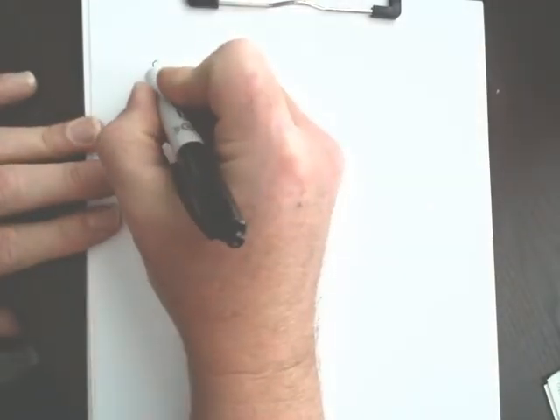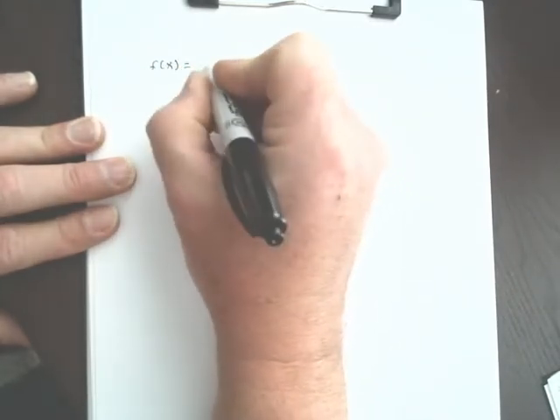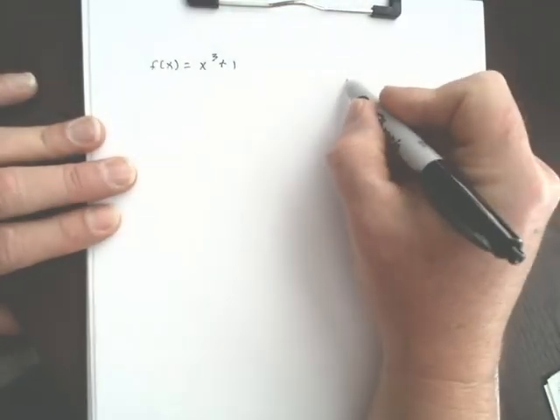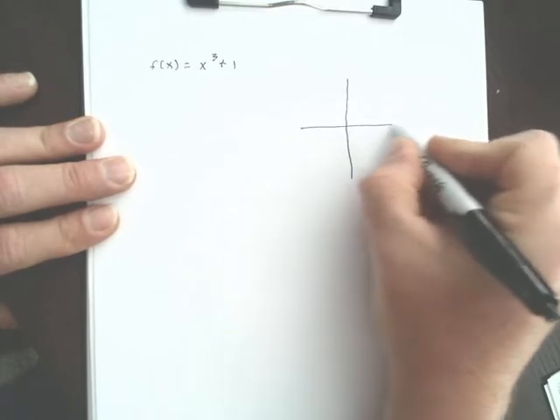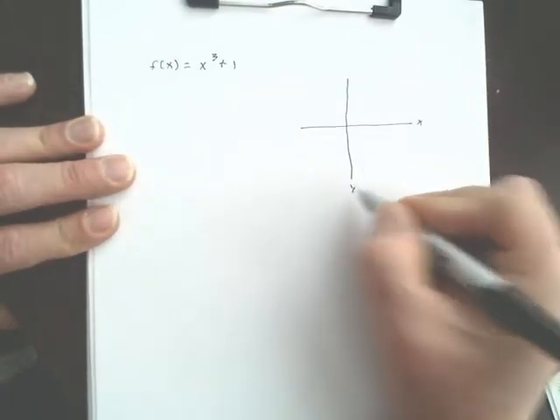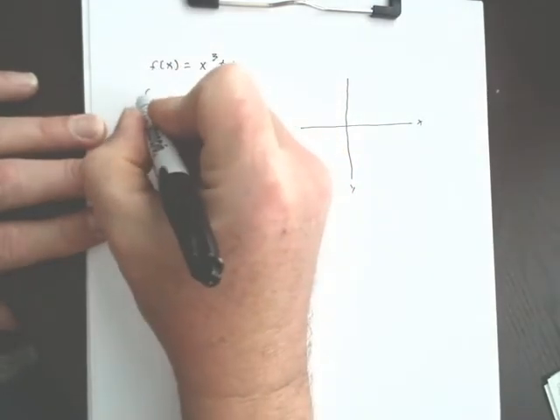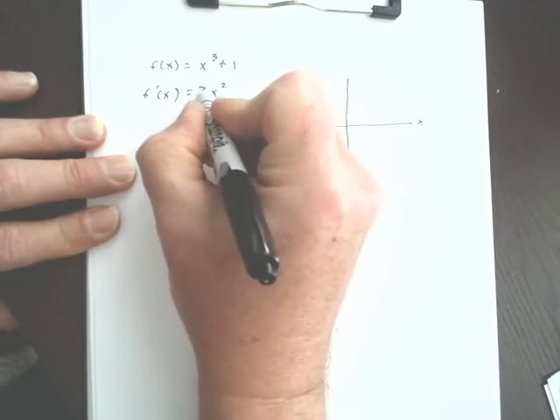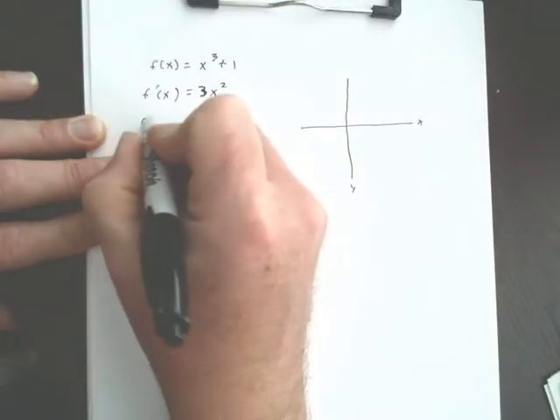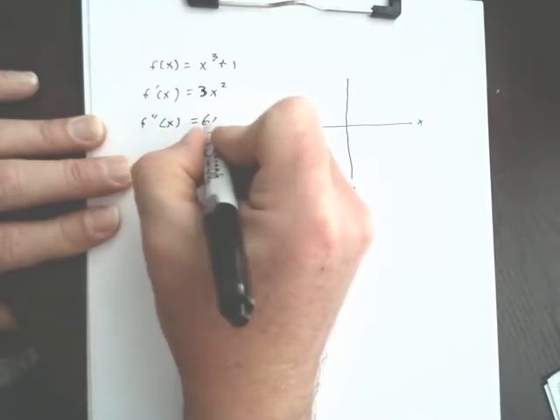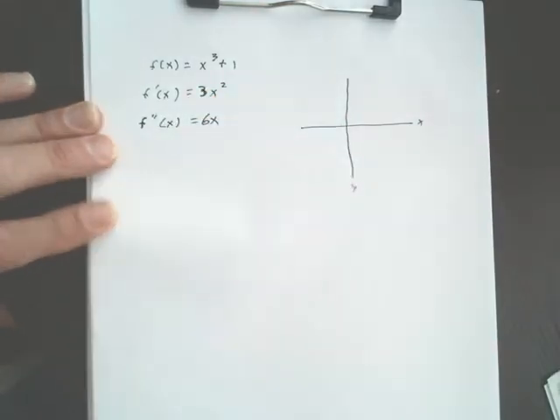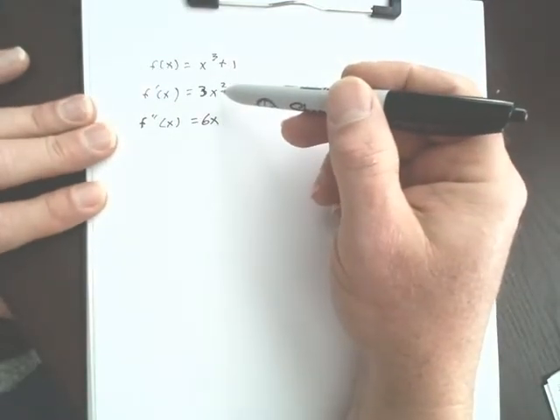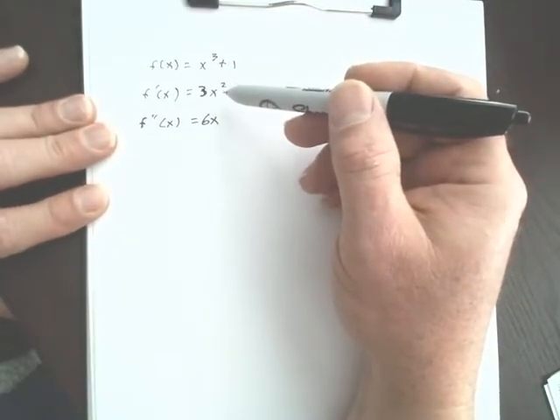Let's dial it up one notch. Let's assume we have f of x equals x cubed plus 1. How do we graph that? Well, we break out our xy graph. We look at the first derivative, which is 3x squared. Okay, we look at the second derivative, which is 6x. Okay, same first and second derivative as last time, so it's going to look like the same function, but here's the difference.